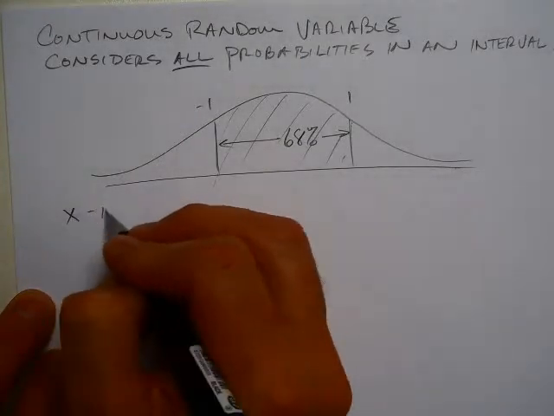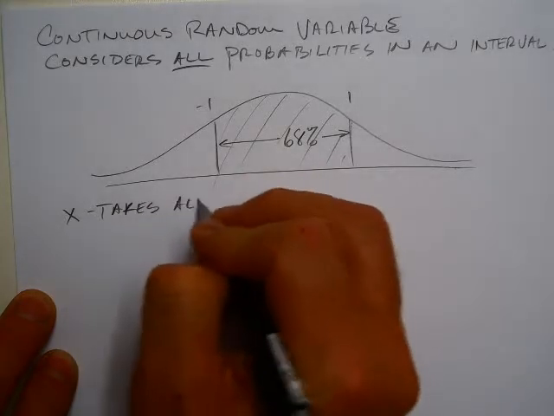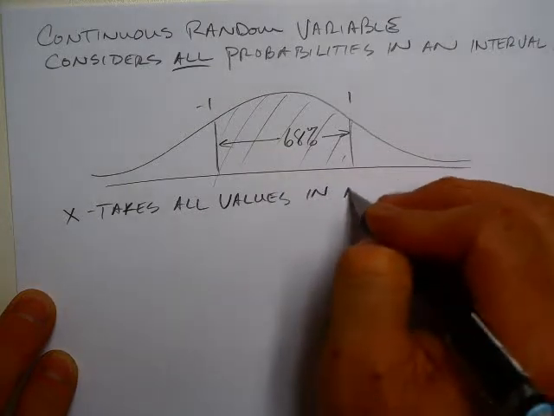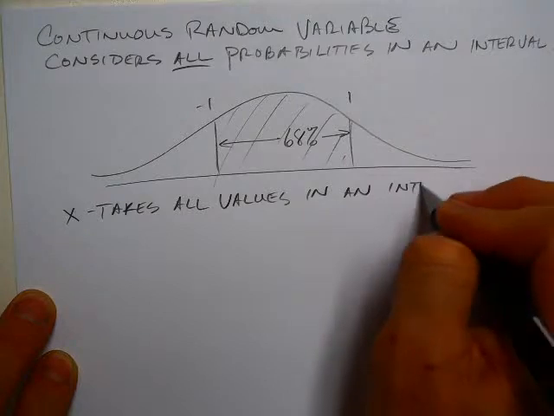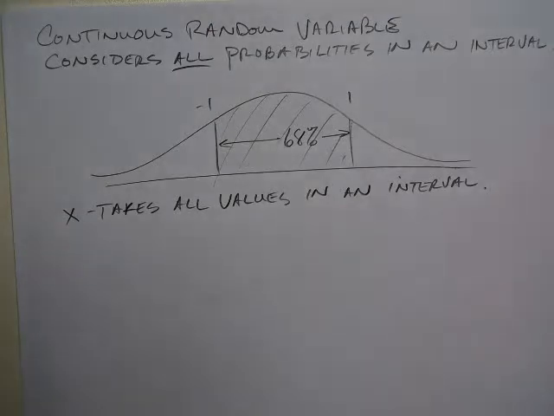So if this is my interval, I have a probability of 68% between those two standard deviations, where x takes all values in an interval. So that means x can be 0, it can be 0.5, it can be 0.99, it can be 1, it can be negative 0.63, it can be negative 15/16. So it takes all values in an interval.